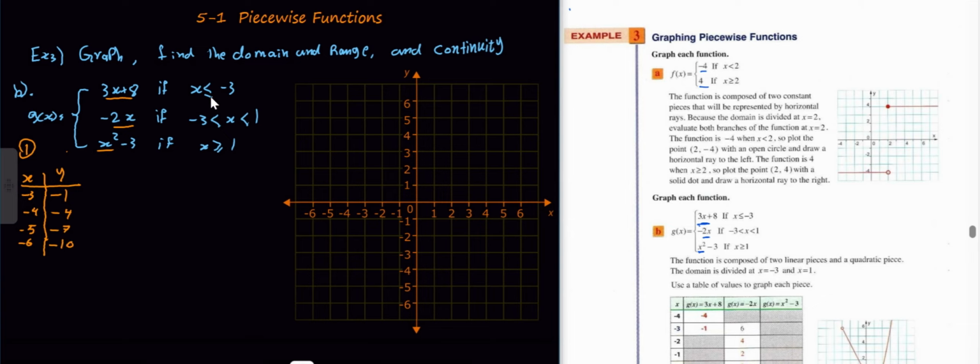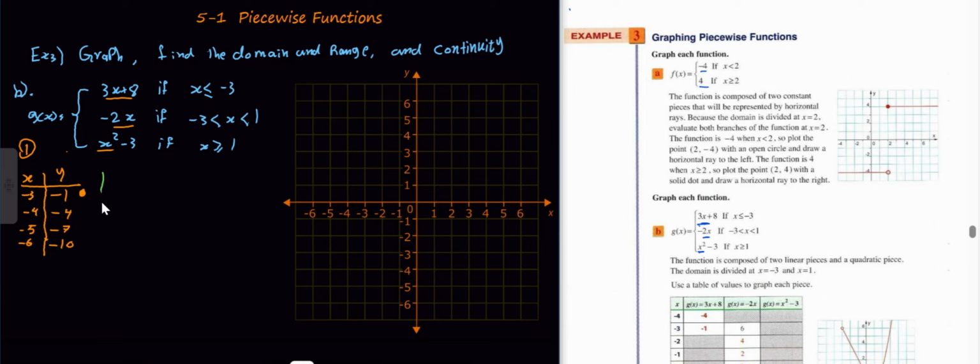And here for the negative 3, we have an equal sign, so we are going to fill the circle. Put this dot here. It means we are going to fill the circle from this point. This is the first table.